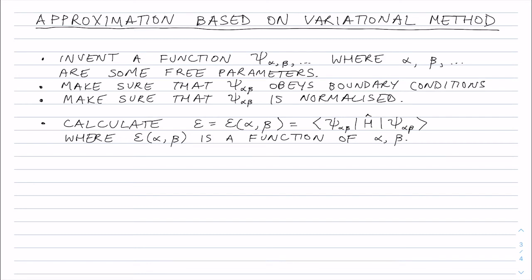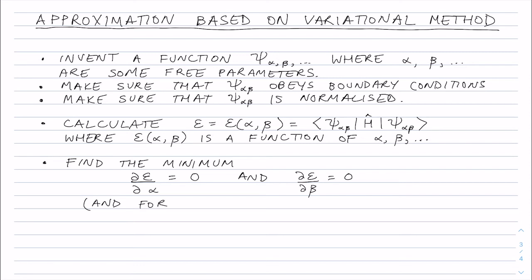But you want to find the correct alphas and betas, the best ones. So the next step is to find its minimum, or I should say the extremum. So find the alpha such that dE/d alpha equals 0, and the beta such that dE/d beta equals 0. Or more generally, you need to find alpha and beta such that both of these are 0, and so on for any other parameters as well. Usually you'll only use one or two though.